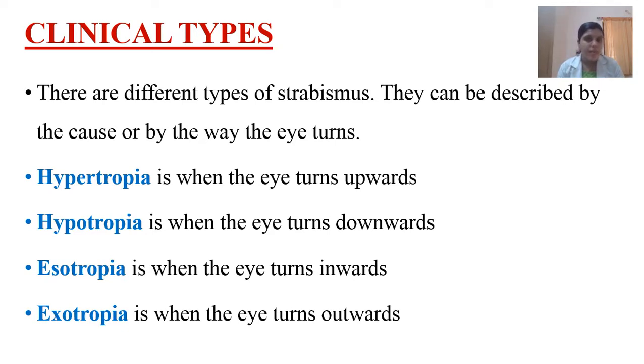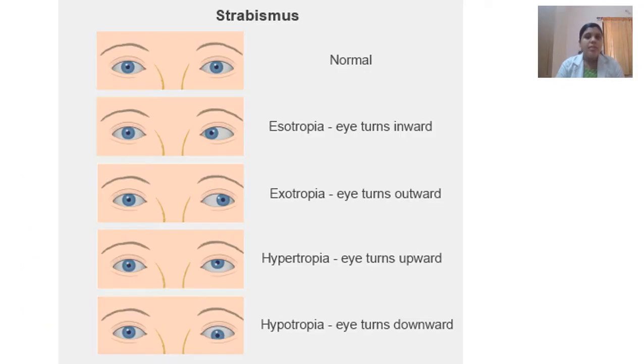I can show you a picture so that it will be clear for you. This is the comparison. You can see the normal, where both eyes are pointing at the same point. In esotropia, the eye is turning inward, so one eye will be focusing upon the spot and the other eye will be turning inward. In exotropia, it is the opposite, so the eye will be turning outside. In hypertropia, one eye is turned upward, and in hypotropia, the particular eye is turned downward. So these are the four major classifications of strabismus.